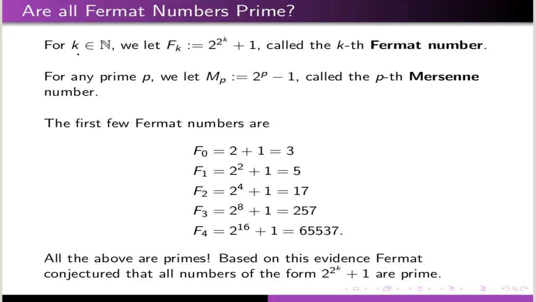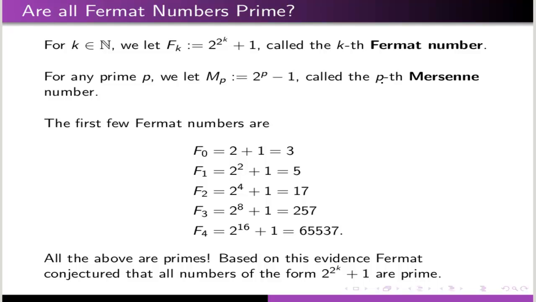So having identified that in order to be a prime, the exponent must be a power of 2, we'll introduce this notation F sub k to be 2 to the k power plus 1. So these are the only types of numbers that have a chance of being Fermat primes. For a general k, we'll just call it a Fermat number. And then for the Mersenne numbers, the exponent has to be a prime, and so we'll define M sub p to be 2 to the p minus 1 whenever p is a prime, and we'll just call that a Mersenne number.